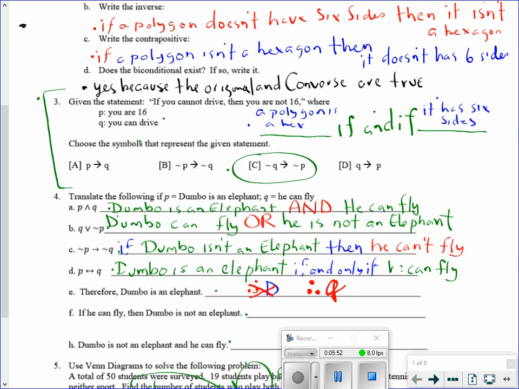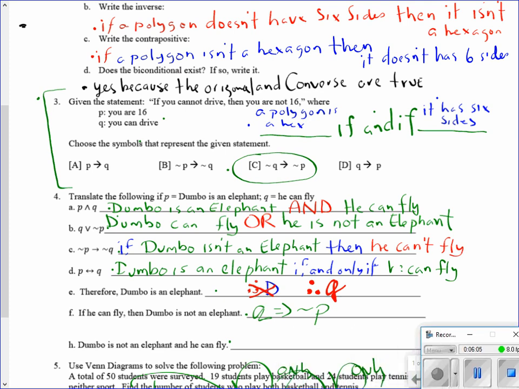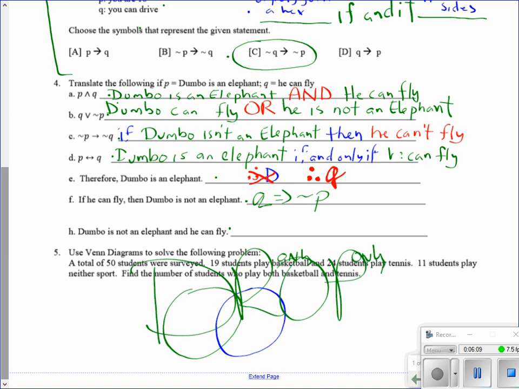All right. F. You should have written Q, then not P. And then last up, H. Put me on pause and come back and check your work. You should have written the symbols not P and Q. Next page.